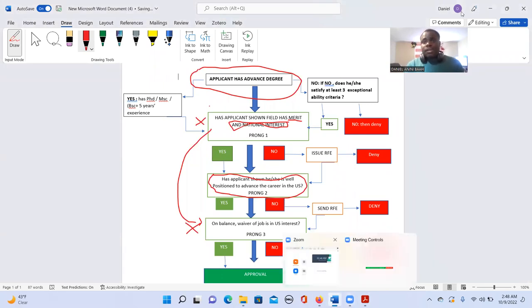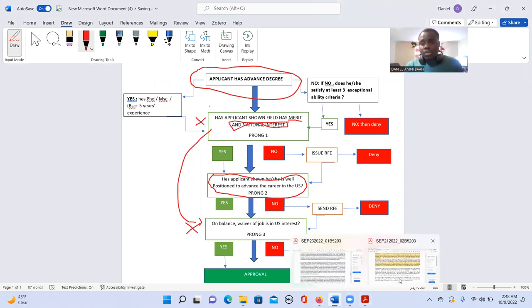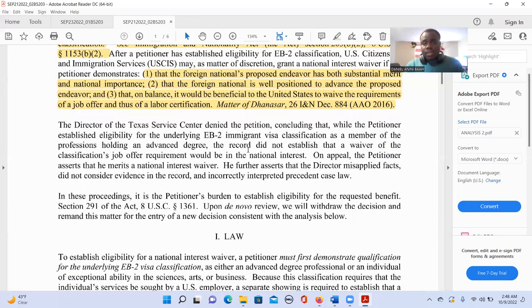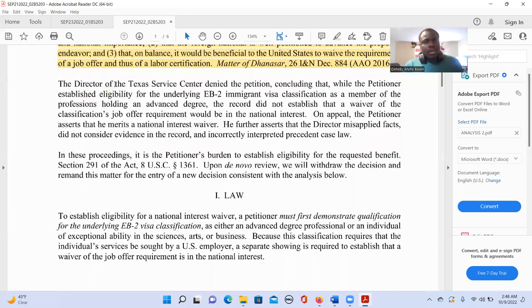If you are not providing it, then of course you have problems with your petition and you are going to actually get probably an RFE, or maybe you get a denial. Now let's look at it. The director of the Texas Service Center denied the petition, concluding that the petitioner did not establish eligibility for the underlying EB2 classification as a member of the professions holding an advanced degree, and the record did not establish that a waiver of the job offer requirement would be in the national interest. On appeal, the petitioner says that he merits the national interest waiver. He further says that the director misstated facts, did not consider evidence on record, or incorrectly interpreted the precedent case law. So actually, the petitioner is saying that the director erroneously denied his petition.